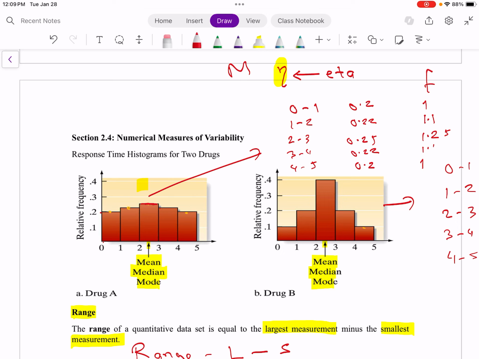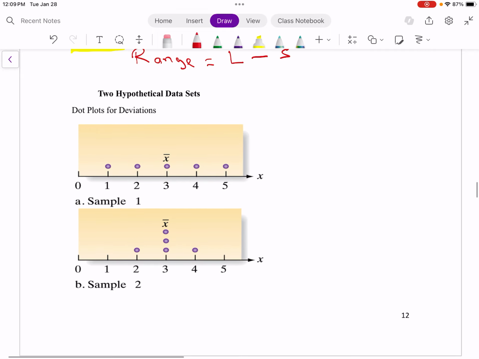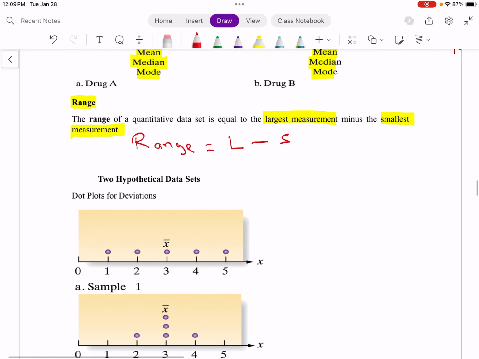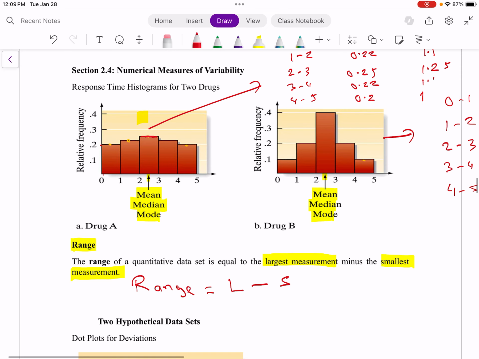Okay, in 2.3, we had measures of central tendency. We use the median, mean, and mode to find the central tendency. Now, whenever we have two samples, we can use these measures of variability to describe and compare two different data sets.